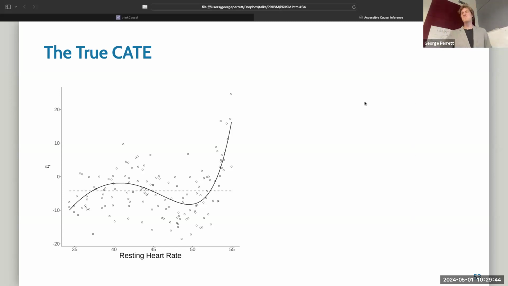If we look at the CATE, same exact curve. Runners that have a high resting heart rate around 52, 53 and up, hypershoes become iatrogenic. They cause harm. For the really, really fit runners, hypershoes give a really big boost, as low as 10 minutes, which is huge.